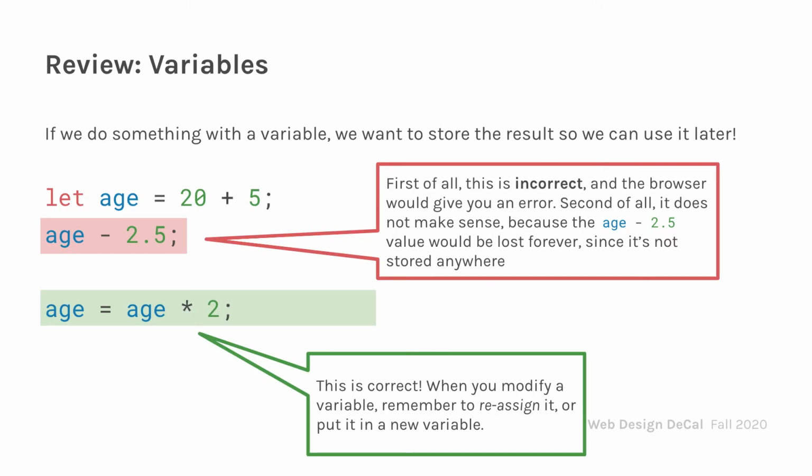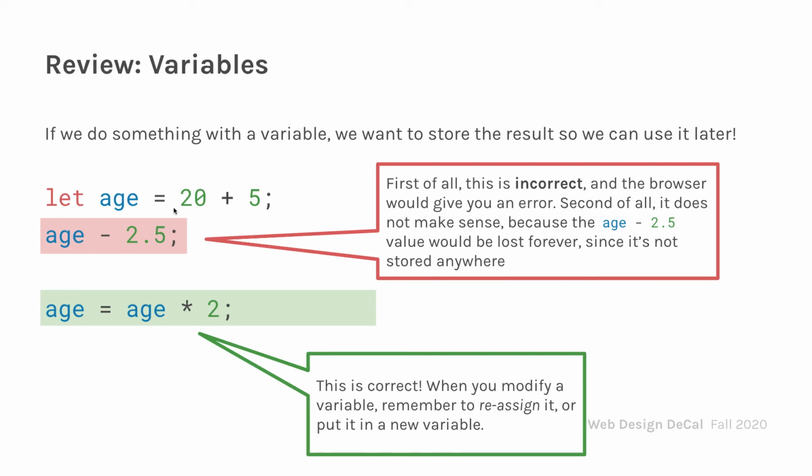And then more review with variables. We can call our variable multiple times. So let's say we have our age. This time it's 20 plus 5, so age is just 25, the number. But we have this line age minus 2.5. And this wouldn't really make sense in JavaScript because the browser would give you an error if you do this line. Because it doesn't make sense to just call the age number, which is 25 minus 2.5, but not do anything with the value. So we do the computation, 25 minus 2.5, we get 22.5. But then the value of 22.5 is going to be lost forever since it's not stored anywhere.